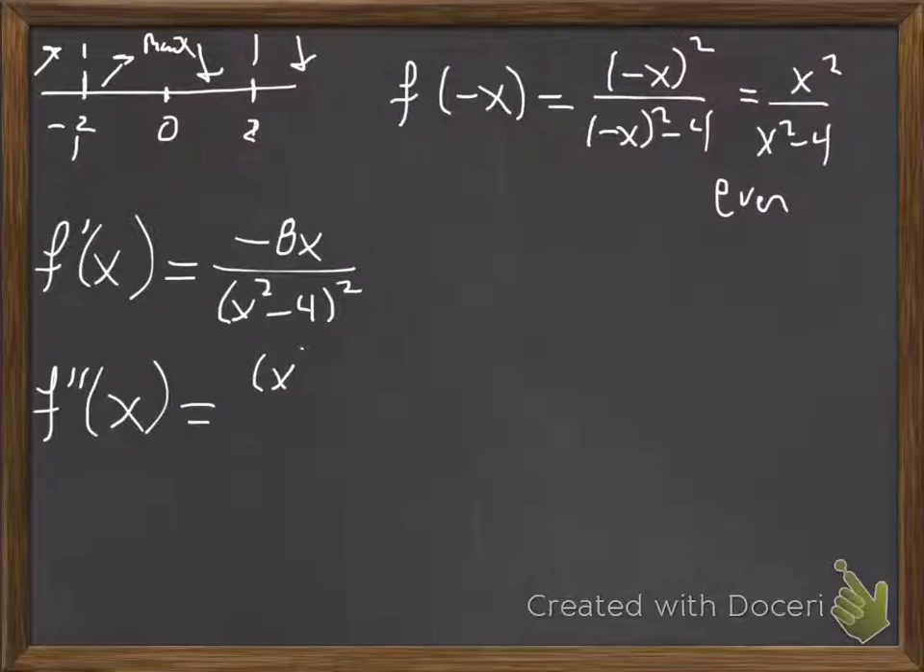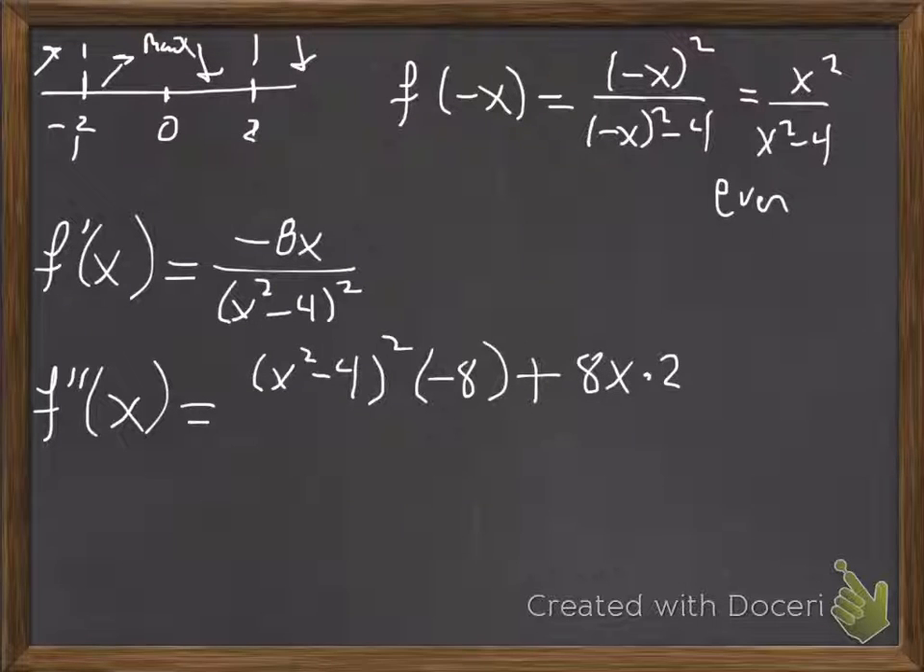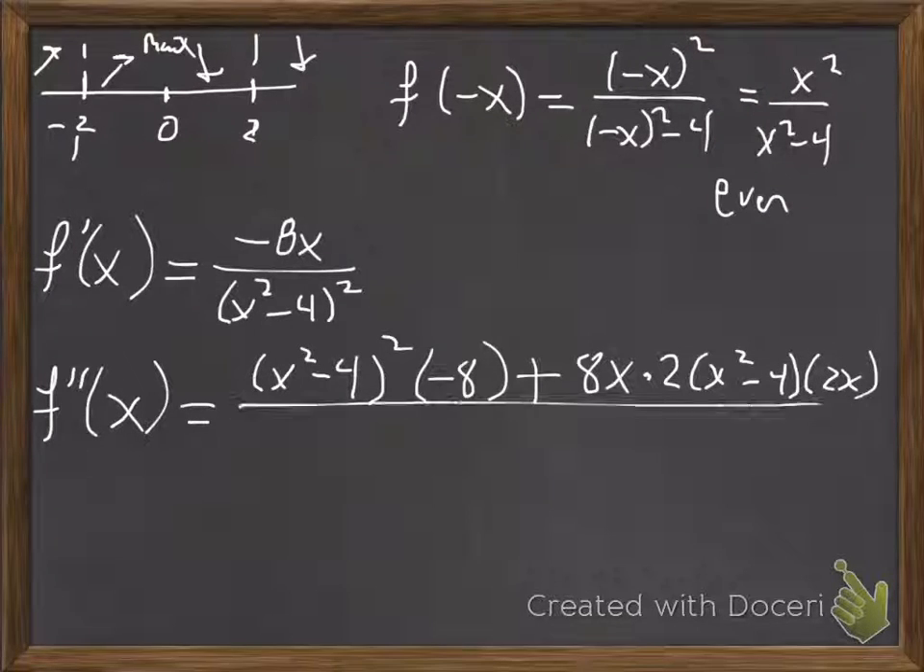So it's going to be the low function times the derivative of the top, which is just negative 8, minus the high function, which is negative 8x. So we're subtracting a negative, make that a positive, times the derivative of the low, which would be 2 times x squared minus 4 to the first power, and then times 2x because of the chain rule, all over the denominator squared, which will now be x squared minus 4 to the fourth power.